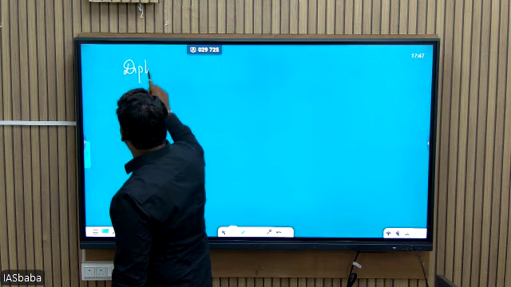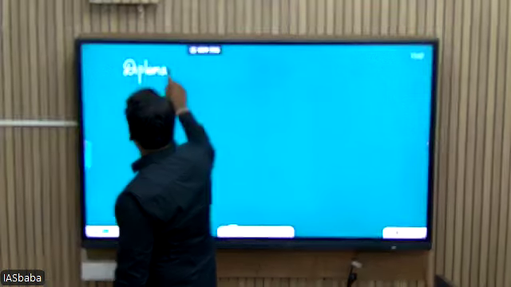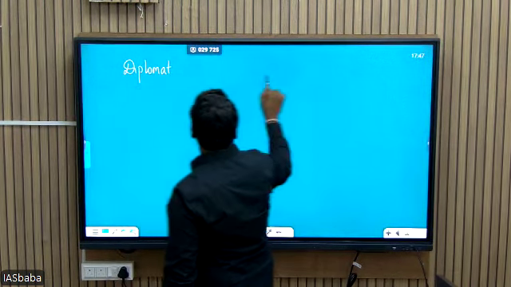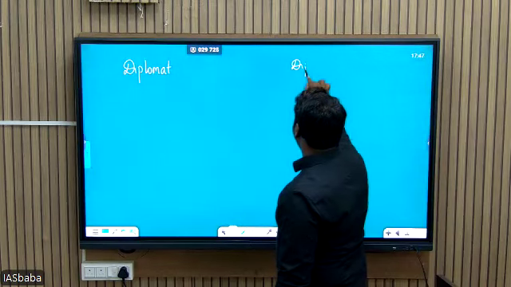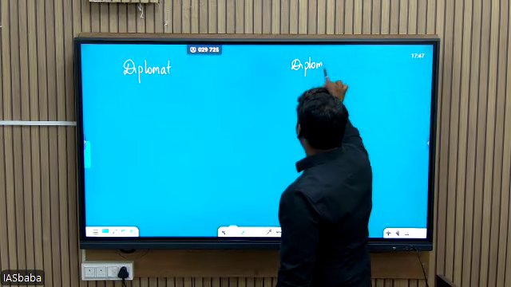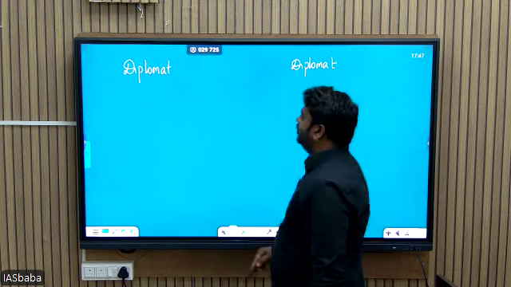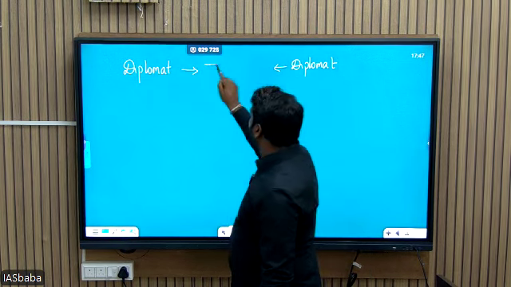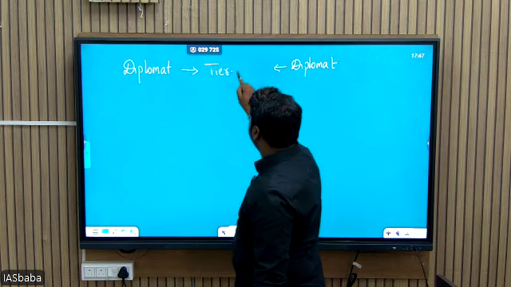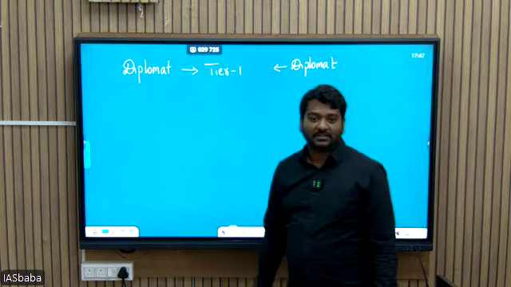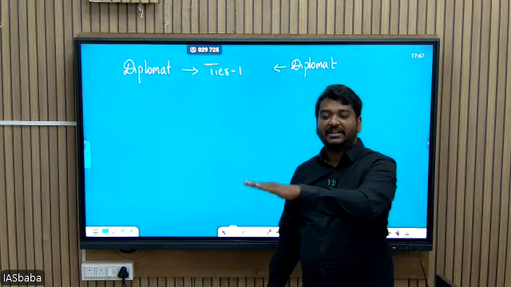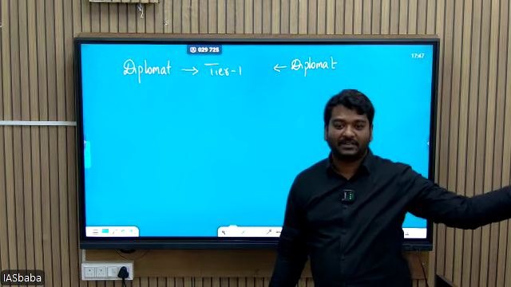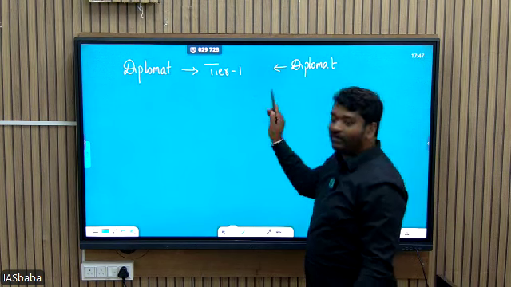diplomats of one country talk with diplomats of another country, then it is called Tier 1 diplomacy. Indian ambassador talking with US ambassador is called as what? Tier 1 diplomacy.